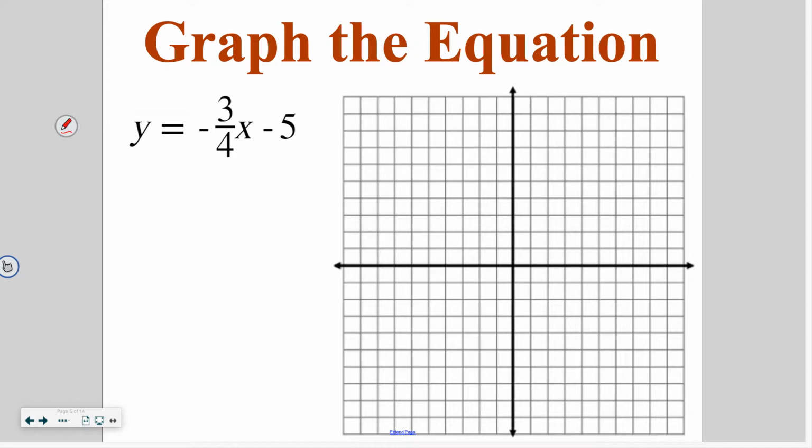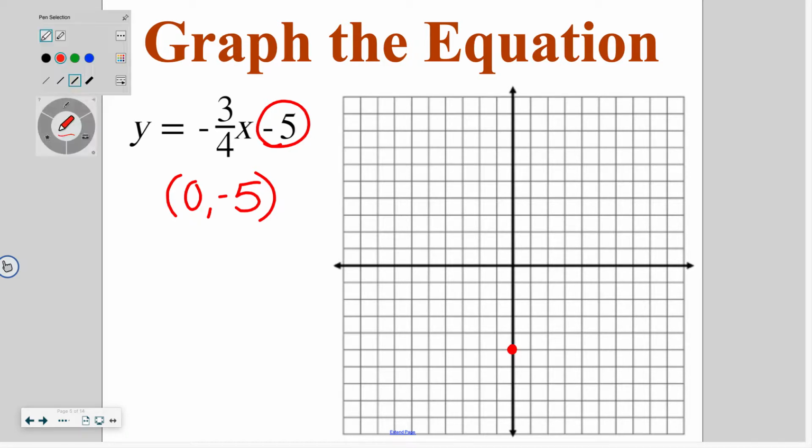So for example here, we've got y equals negative 3/4 x minus 5. First thing I'm going to do is find my y-intercept. So my y-intercept in this case is at 0, negative 5. So I'm going to come over to the graph and go over 0 and down 1, 2, 3, 4, down to negative 5.